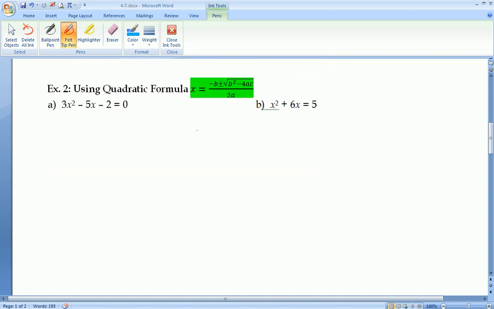Okay, you want to use the quadratic formula when it's not factorable. You could use it when it is factorable, and you're going to get a nice number. But when it's not factorable, you got to use brute force, and we're going to use the quadratic formula.